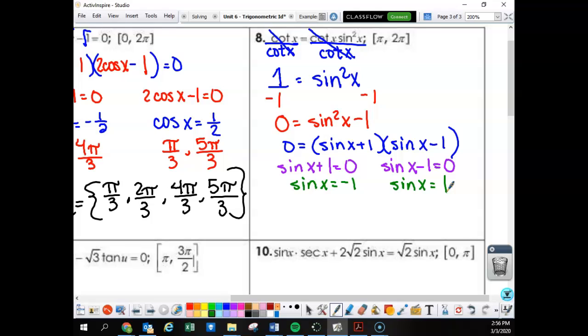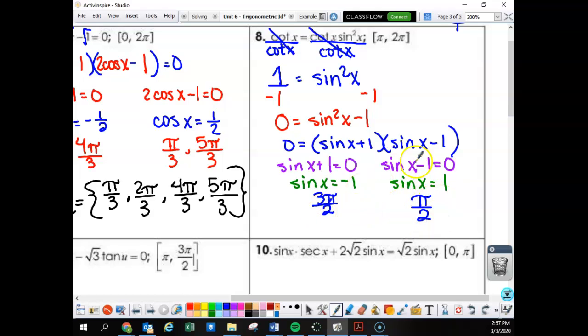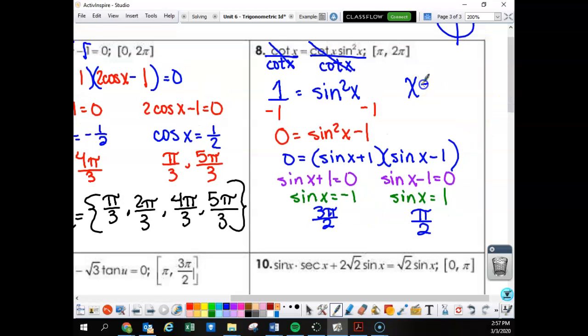So sine of x is equal to negative 1 at 3 pi over 2. And sine of x is equal to positive 1 at pi over 2. But let's look at our domain. Now, our domain is from pi to 2 pi, right? So on the unit circle, that would be from pi all the way down to 2 pi. So just the bottom half. And pi over 2 is on the top half, so 3 pi over 2 is my only solution. So it's x equals 3 pi over 2. So you do have to pay attention to your domain.